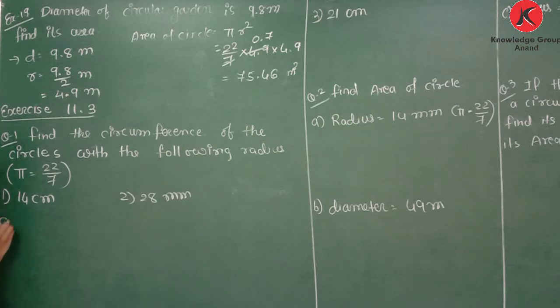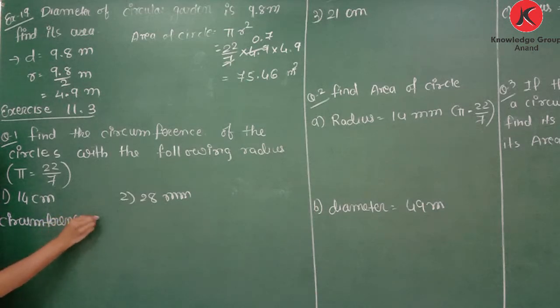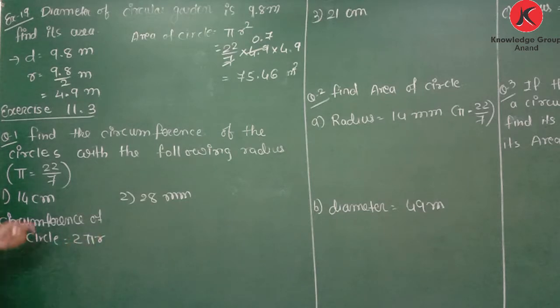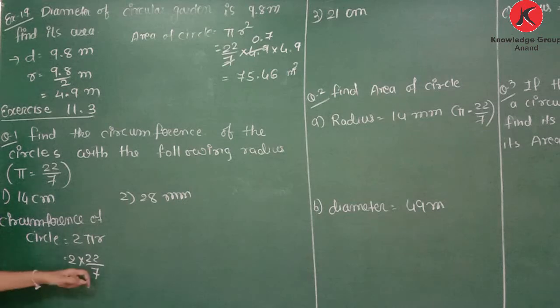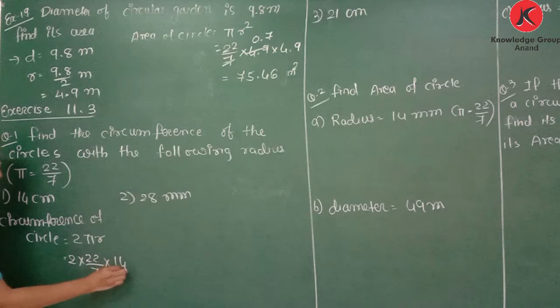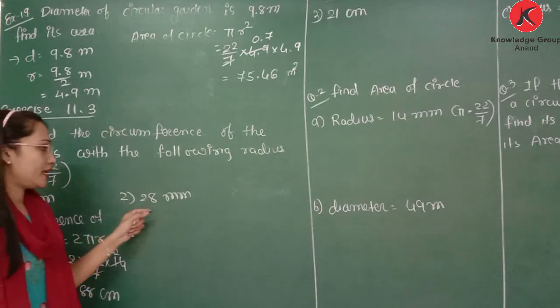So circumference of circle, that is what? 2 pi. Now value of pi, here we need to take 22 by 7. If this is not given, then from the radius you can assume what will be the value of pi. Here you can also take 3.14, but it is better to cancel out radius 14 with 7. So we will take 22 by 7. That is 88 centimeter.